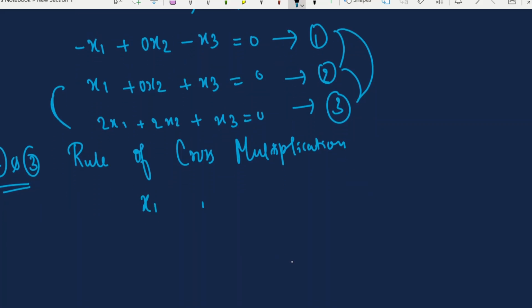So simple. Just write x1, x2, x3, x1, x2. Write the coefficients: x1 coefficient 1, 0, 1, 1, 0, 1, again 1, 0. From the other equation, 2, 2, 1, 2, 2, 1, 2, 2.